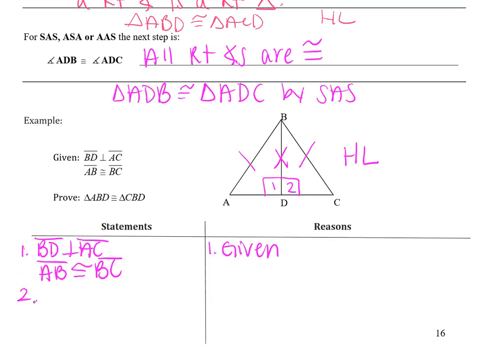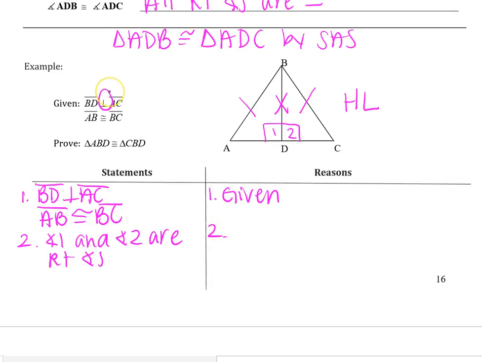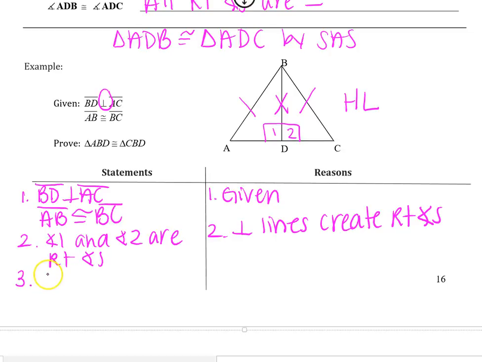Okay, so let's talk about those angles. Let's say that angle 1 and angle 2 are right angles. Okay, because remember they told me about perpendicularity. And that's because perpendicular lines create right angles. Now my next step is not that they're congruent, because I'm not using that they're congruent in my proof. My next step is saying that the triangles are right triangles.